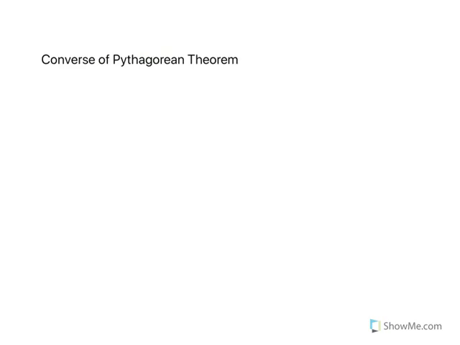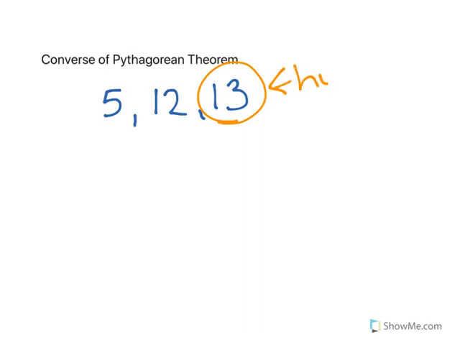Okay, the converse of the Pythagorean theorem is basically taking the Pythagorean theorem, and rather than finding the missing side length, you're given 3 side lengths and you have to determine, is it a right triangle? So for example, if I'm given the side lengths 5, 12, and 13, is that a right triangle? If we first go back to our terminology, we know that the longest side has to be the hypotenuse.